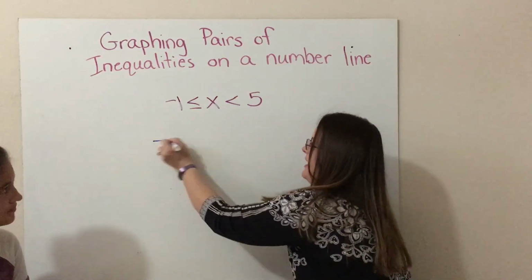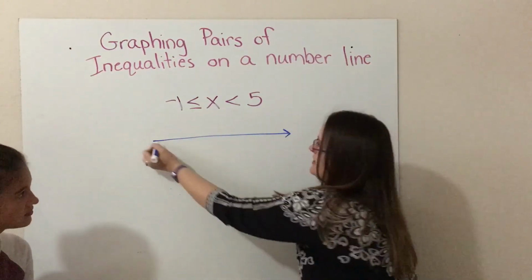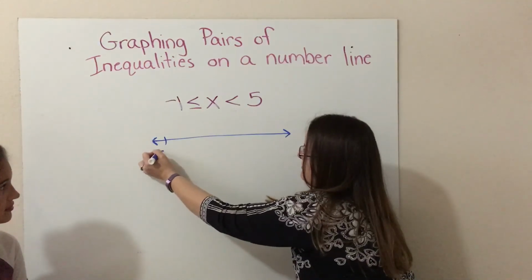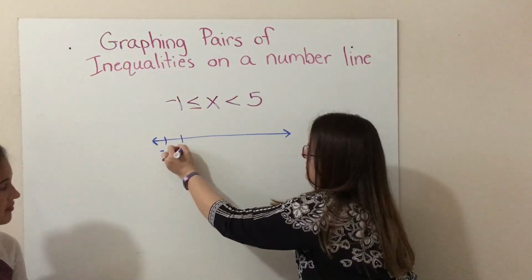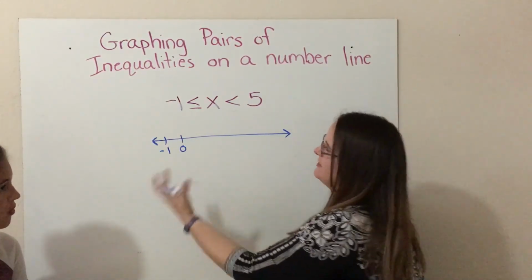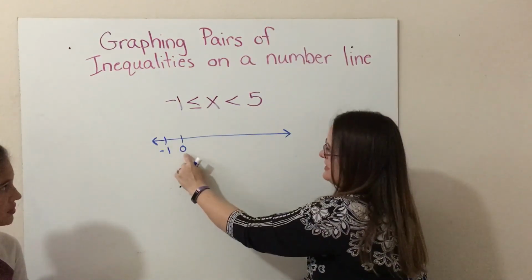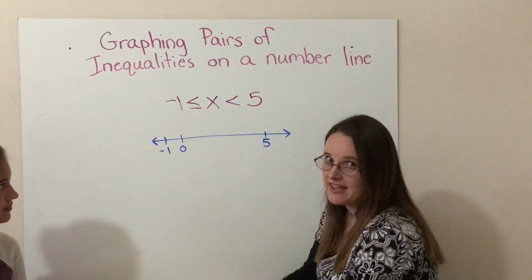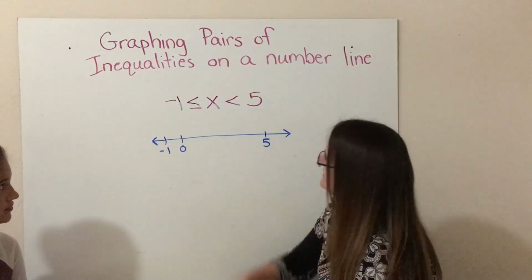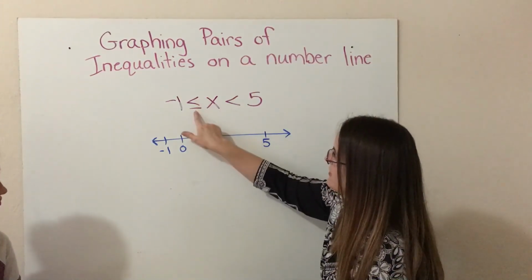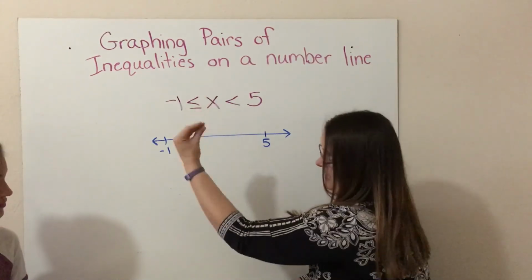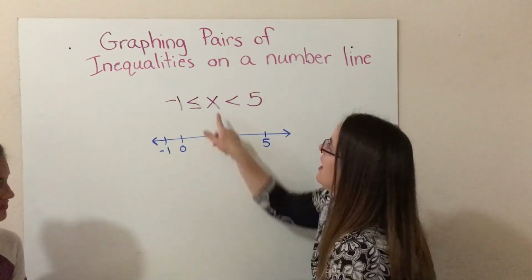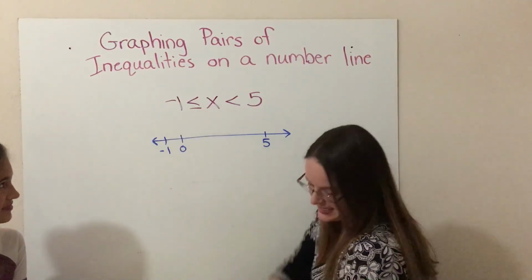So, I have my number line. We're going to go from -1, and I'm going to put a 0 in here just because if we have the negatives to the positives, I like to point out where 0 is. All the way up to 5. And x is going to be greater than, because my alligator's facing my x, greater than or equal to -1.